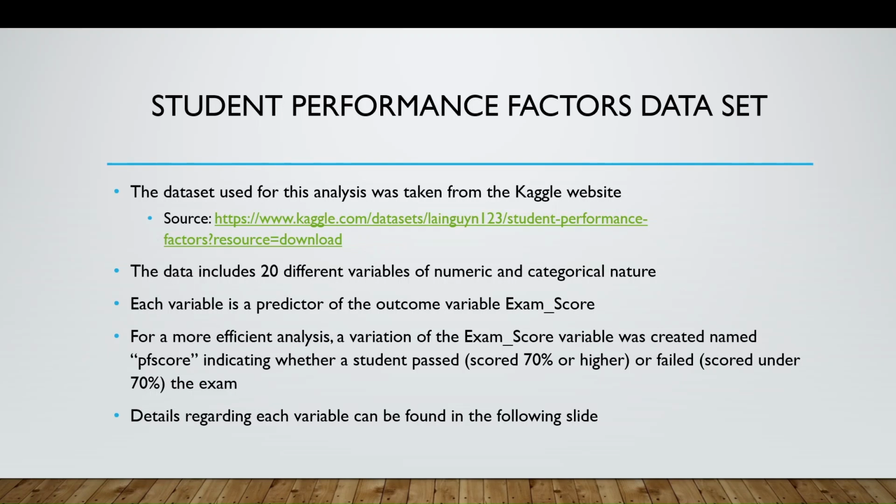It has 20 different variables that are numeric and also categorical, and each variable is a predictor of our outcome variable, the exam score. To help me analyze the dataset more efficiently, I created a few different variations of the exam score variable. One was PF score, which is whether or not a student passed or failed, and the other split the exam score into categories. So, for example, 41 to 60%, 61 to 80%, and so on.